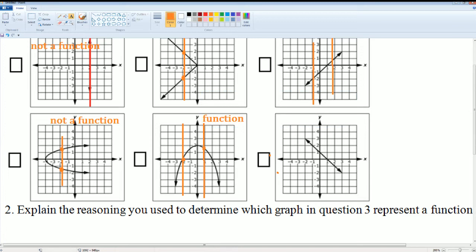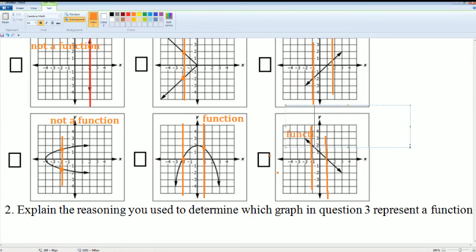What about this one? We would draw a line straight down. Crosses once. Draw a line straight down. Crosses once. Yep, it seems like it only crossed once. So we would say this one is a function.